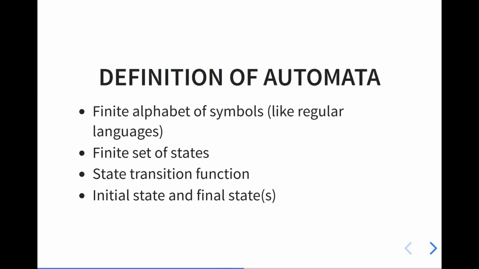So automata, the definition of automata is related. There's a finite set of symbols, just like in regular languages. There's a finite set of states. You have a state transition function, which maps between your input state and your output state. And then you have initial states and final states.